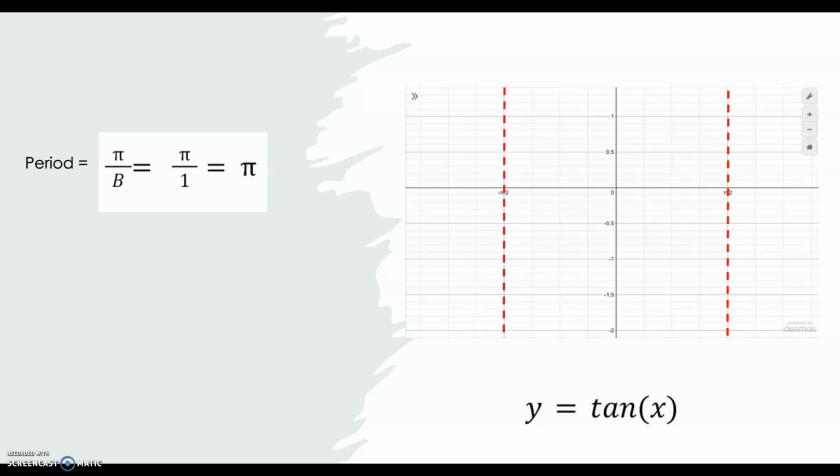The reason why my asymptotes are at pi over 2 and negative pi over 2 is because the domain of a tangent graph never includes the odd integer multiples of pi over 2. So my asymptotes are always at the odd integer multiples of pi over 2. Since there's no transformation, the origin of the graph stays at (0, 0).